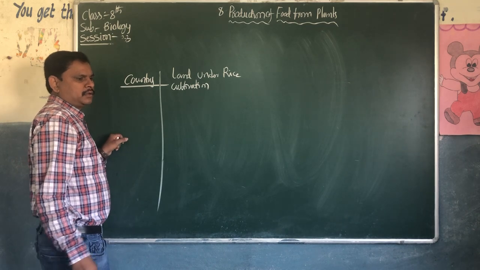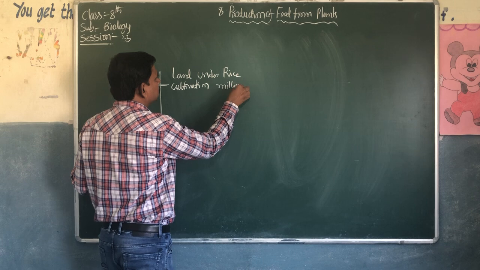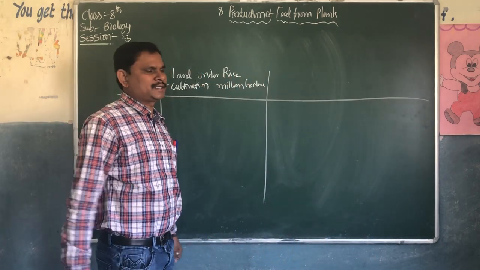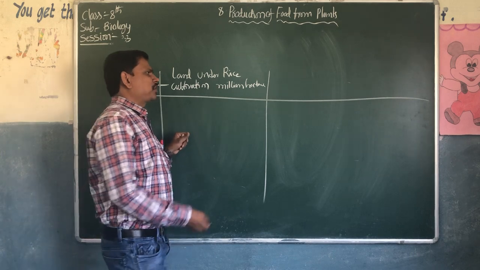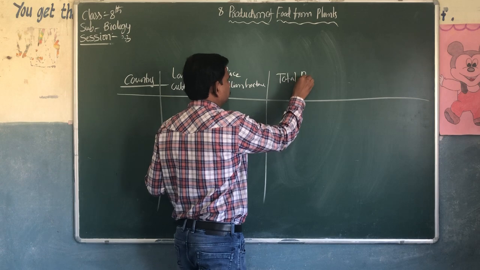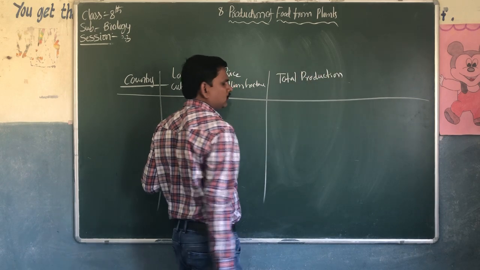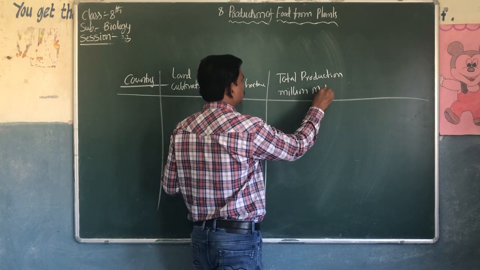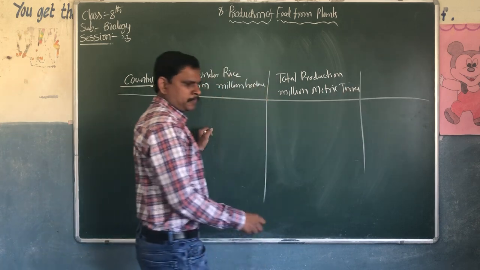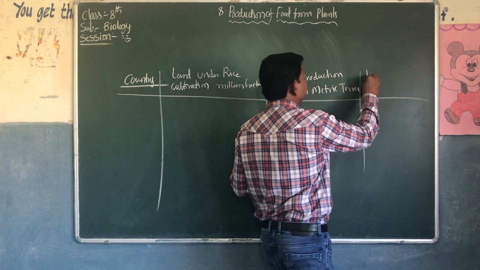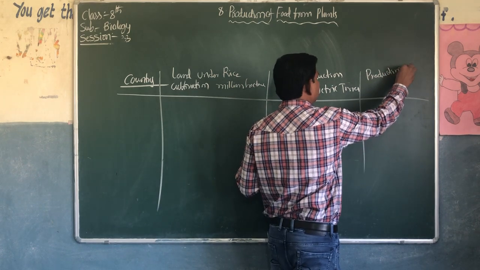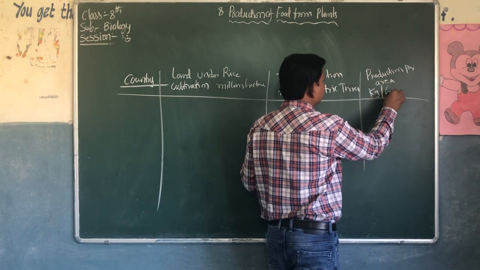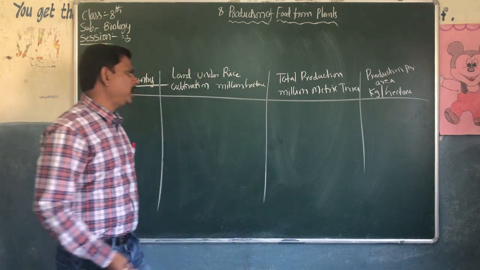Land under rice cultivation, million hectares. We know that 1 hectare is 2.4 acres of land. Total production, million metric tons. Production for area, in hectares. We can compare three countries here.